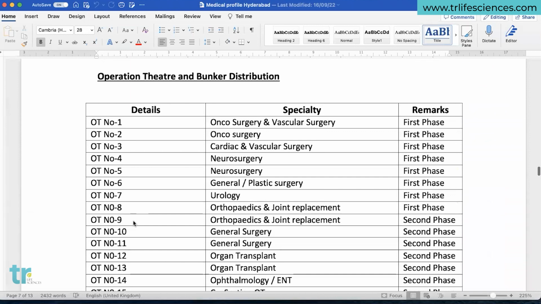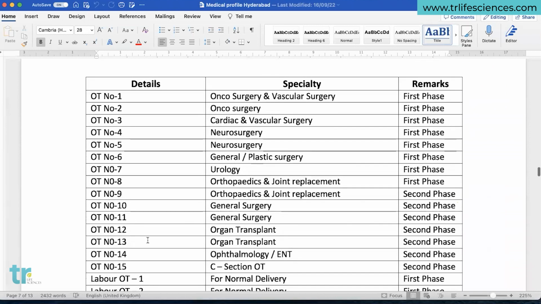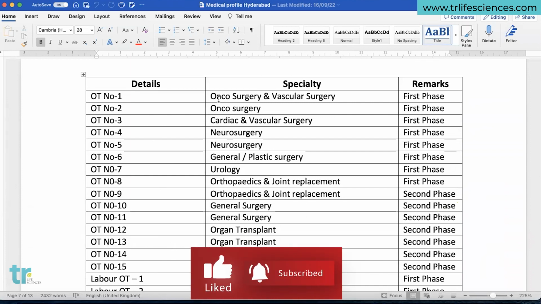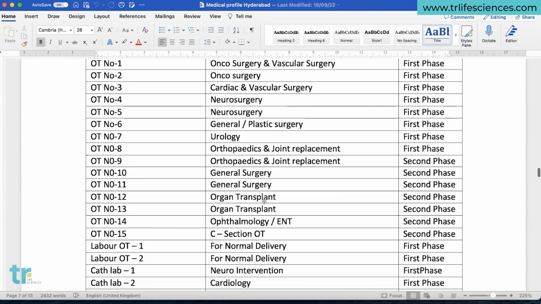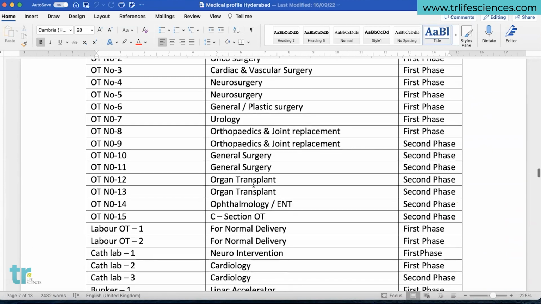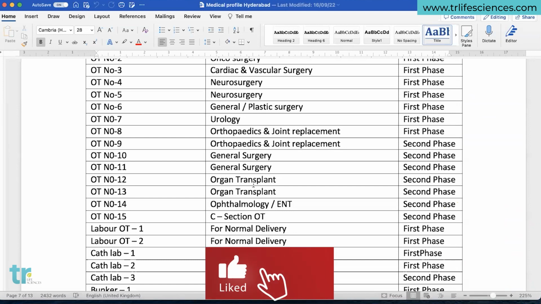The next detail will be the operation theatres. A total of 15 operation theatres were proposed in this hospital. Some are dedicated without sharing, like onco surgery, cardiac, neurosurgery, urology, orthopedics, with general surgery being a shared one, and organ transplant specifically dedicated. The organ transplant OTs will be interconnected with each other, because one OT will be used for the donor and one OT for the recipient.